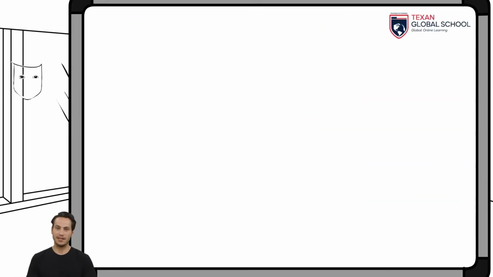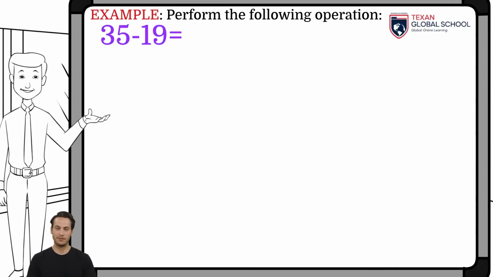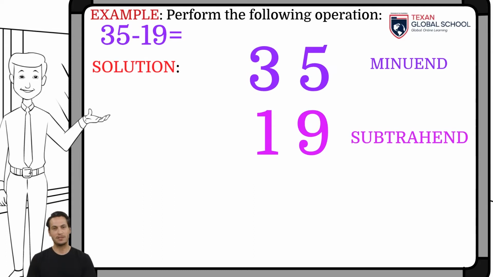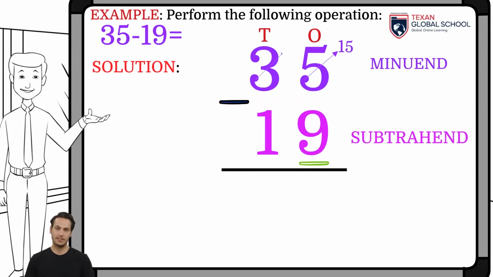In the following example, we will perform the operation of 35 minus 19. First, we place the minuend on top of the subtrahend in rows. Then, draw a line under the subtrahend to perform the operation. Now, subtract the minuend ones from the subtrahend ones, starting from the right side. Since we cannot perform the operation of 5 minus 9, we take a 10 from the previous digit, transforming the minuend 5 into 15. And since we take away a 10, the 3 becomes 2.